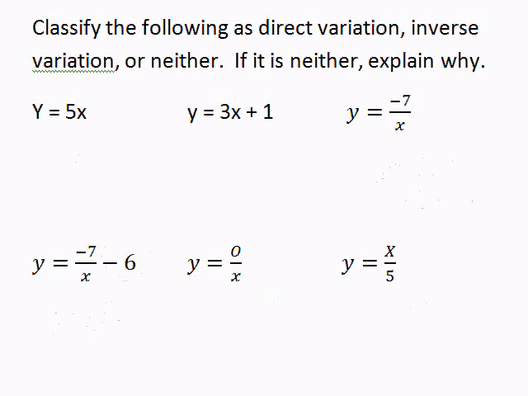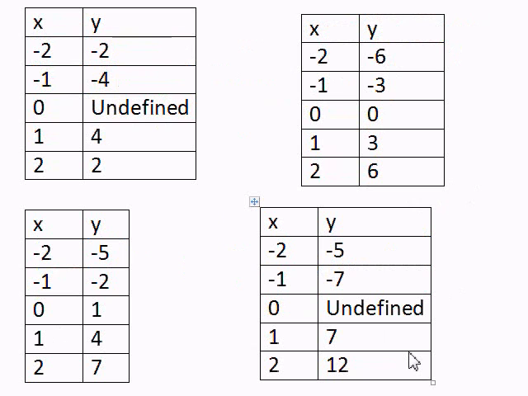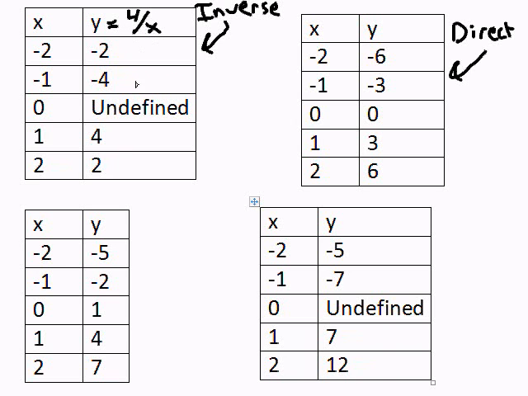Please classify the following tables as direct variation, inverse variation, or neither? Please press pause, write down your answers, and press play when you're ready to see the problems worked out. I've started the first two for you. The first one is inverse variation, because y is equal to 4 over x.